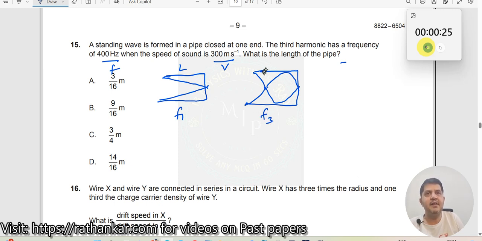So which means, what is the distance here? This would be lambda by 4. This would be lambda by 2. So L should be equal to 3 lambda by 4. Now what we need to do is get the value of lambda.